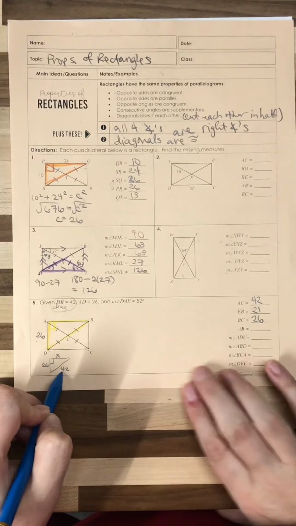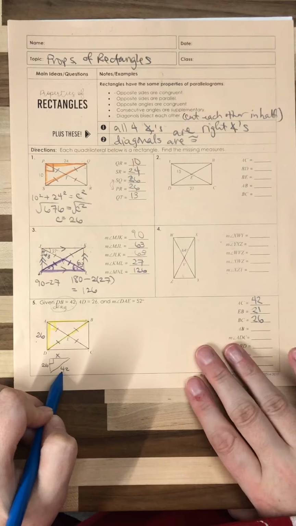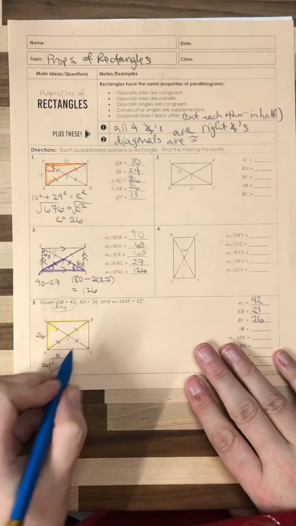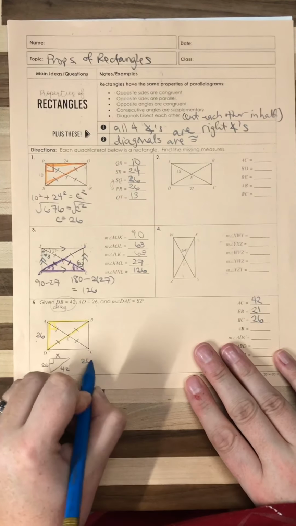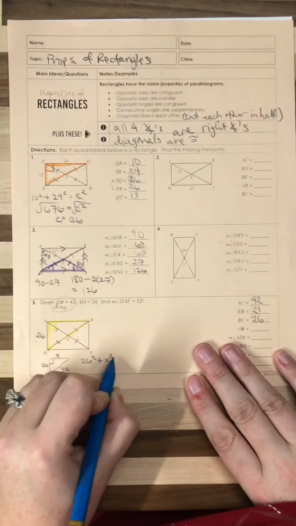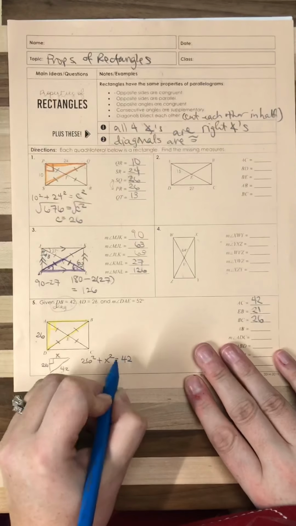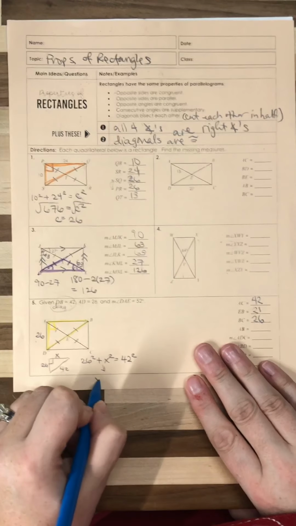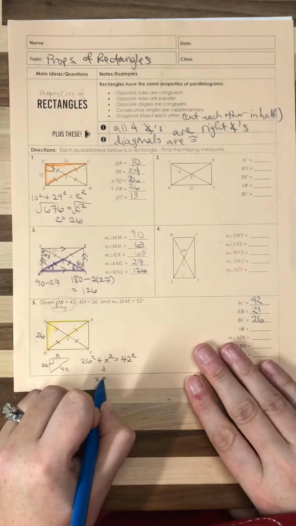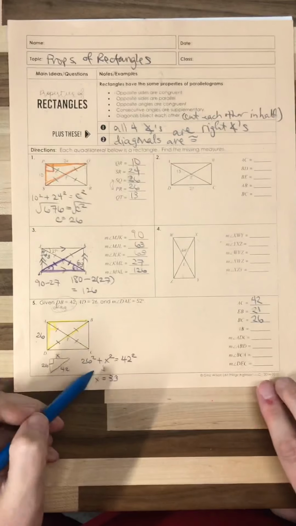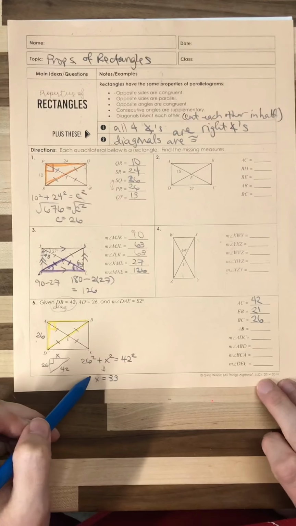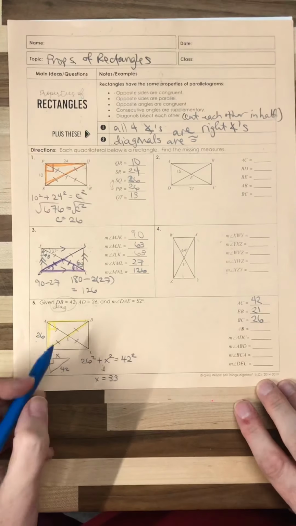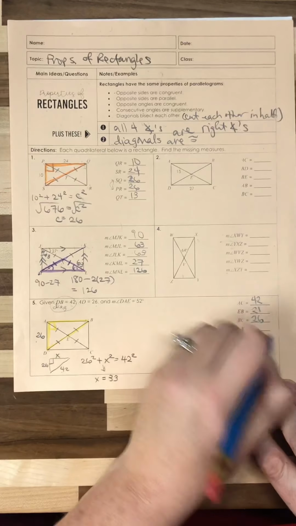42 is the hypotenuse. So 26 squared plus x squared equals 42 squared. Basically solve for x. I don't have my calculator, but I'm going to tell you x is 33. Everybody at this point should be able to do the Pythagorean theorem. If not, come see me.